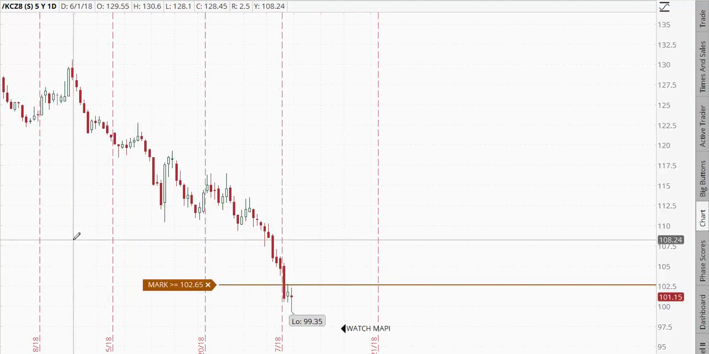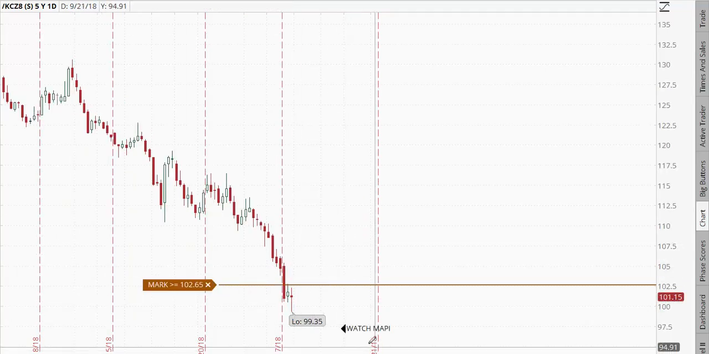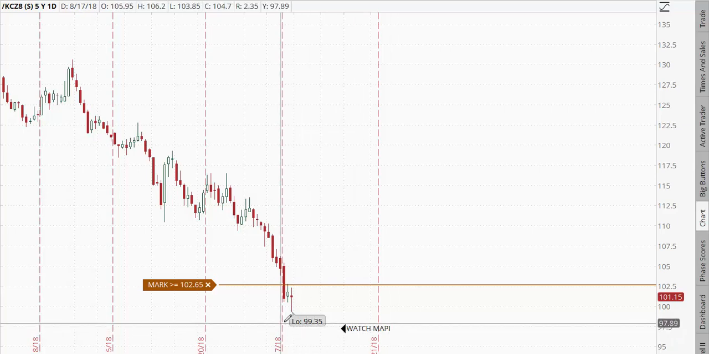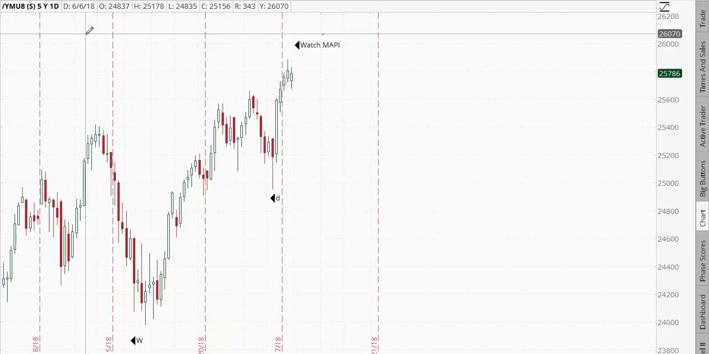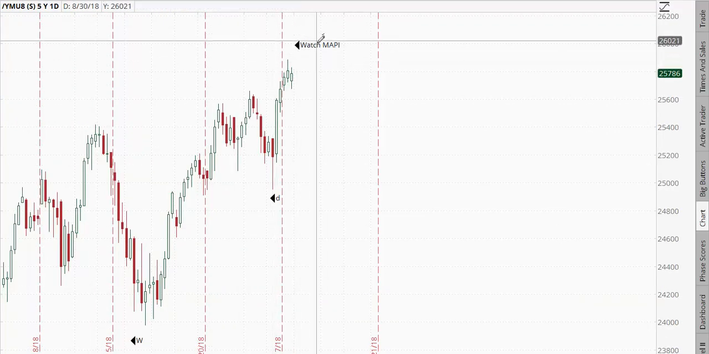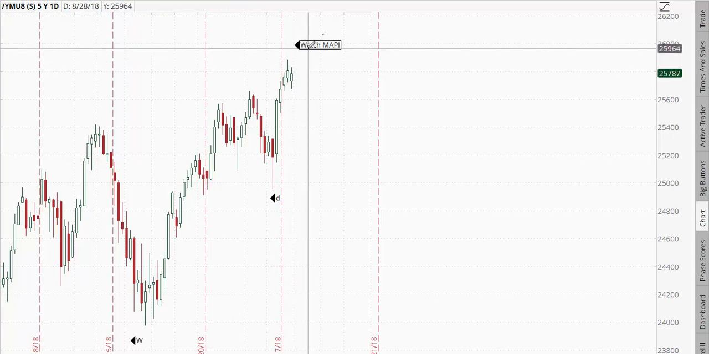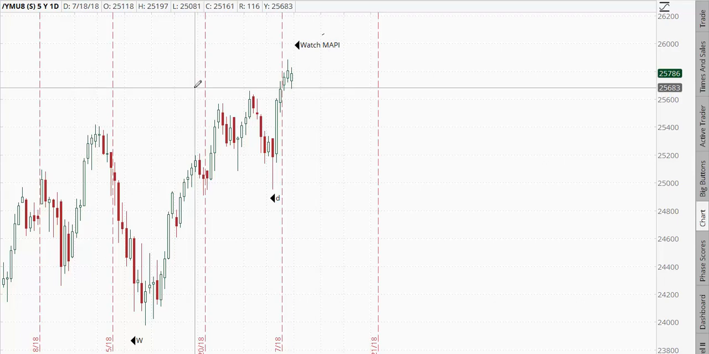And coffee's kind of cool, watching coffee. Coffee hasn't had one, but it's on a MAPI watch. So we're keeping an eye open for one here. And we're also keeping an eye open for one here. And this is the Dow Jones. Now we would need new highs in order for the indicator to start flashing at us.